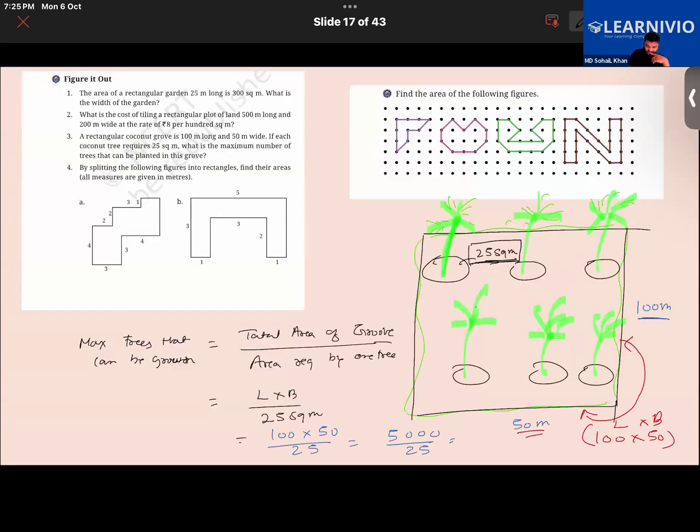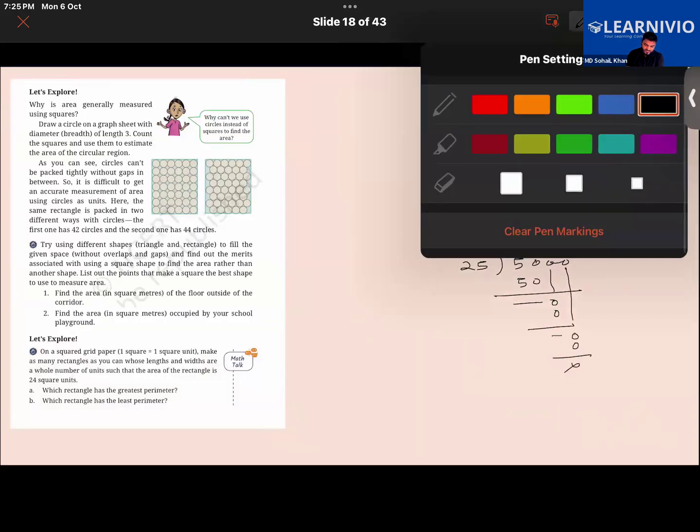You need to work on basics then. So 200 trees can be grown. Is that clear? Okay. Other questions we will be doing in the next class.